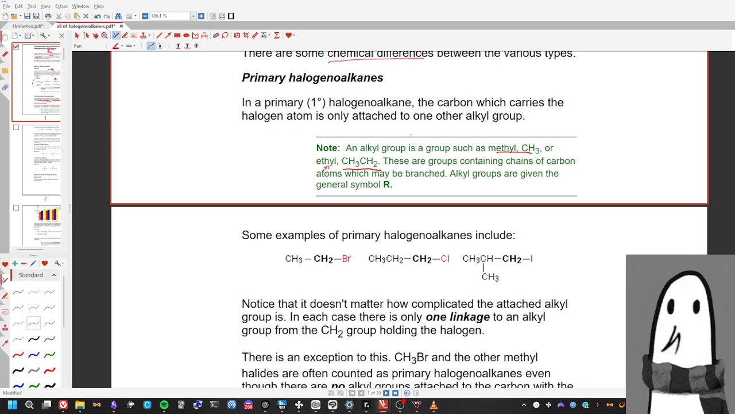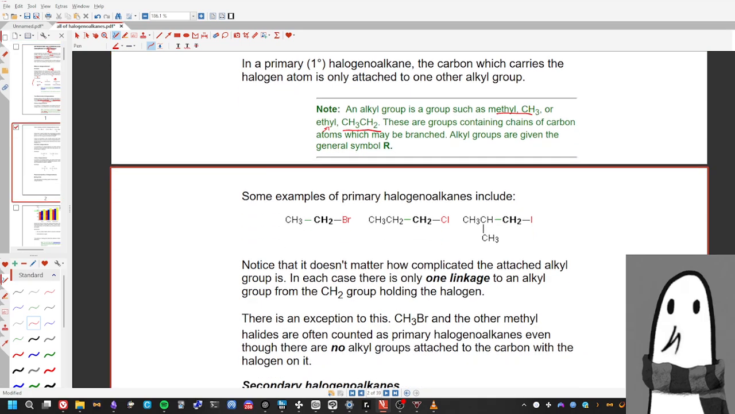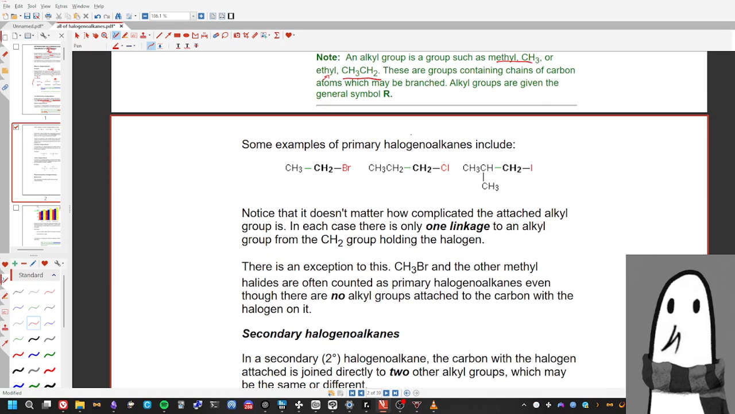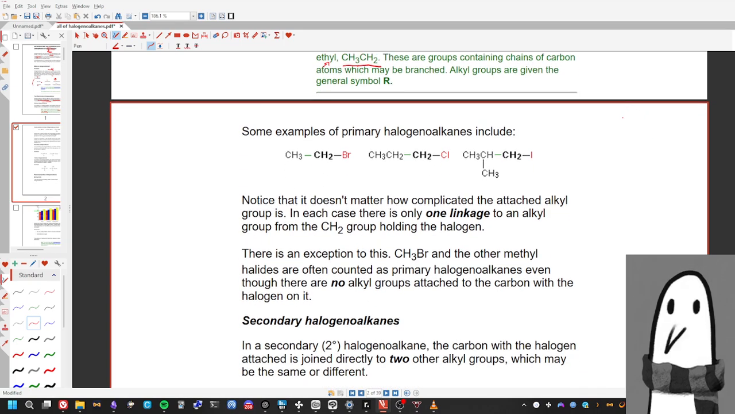And that's going to be your alkyl groups. Alkyl groups are usually shortened to R. That's what their symbol is. So whenever you see RX, that's going to be your alkane or your alkyl group. That can be any type of alkane with the halogen group being X. Over here we're showing halogenoalkanes with a primary structure.